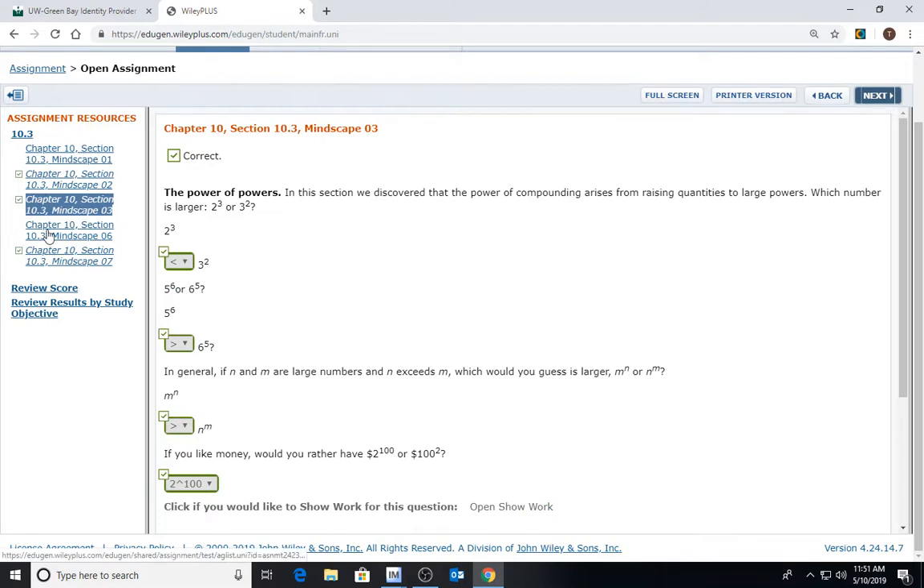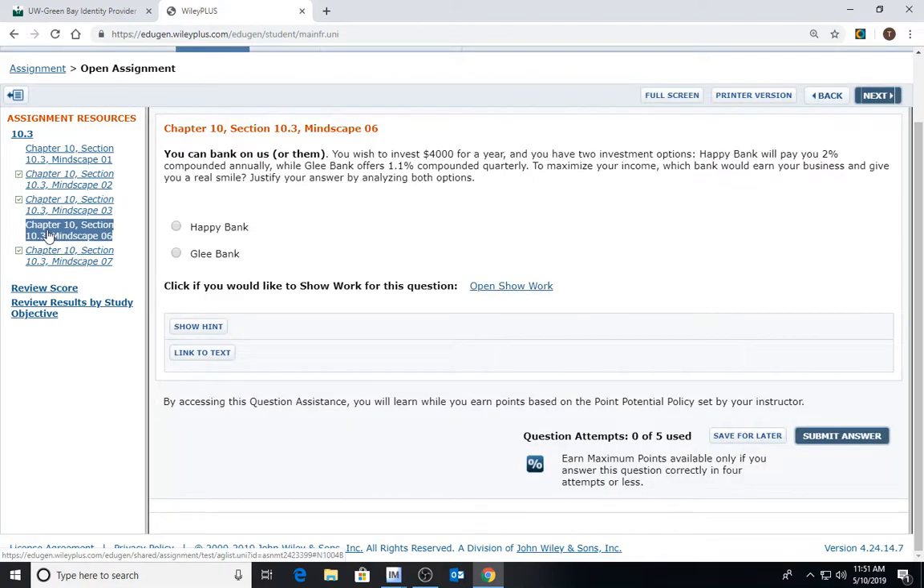Let's see what number 6 is like. You wish to invest $4,000 for a year, and you have 2 investment options. Happy Bank will pay you 2% compounded annually, while Glee Bank offers 1.1% compounded quarterly. To maximize your income, which bank will earn you your business and give you a real smile? So you really should analyze both of these.